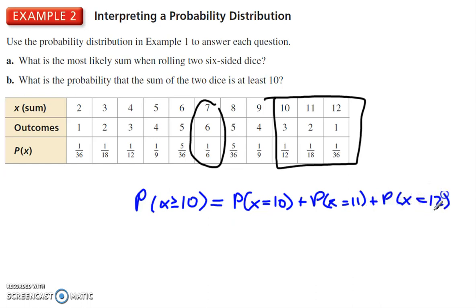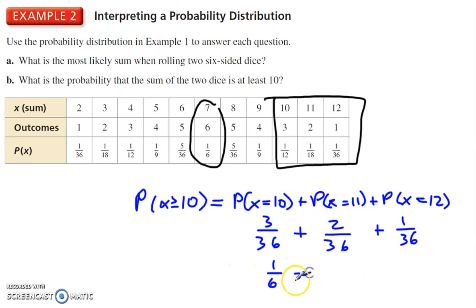12. Alright, and that's 1/12, or I can multiply that up to 3/36 since I'm adding fractions, plus 2 out of 36 plus 1 out of 36, and that's 6 out of 36, which simplifies down to 1/6, or approximately 0.167. Or give that as a percent, that's about 17%.